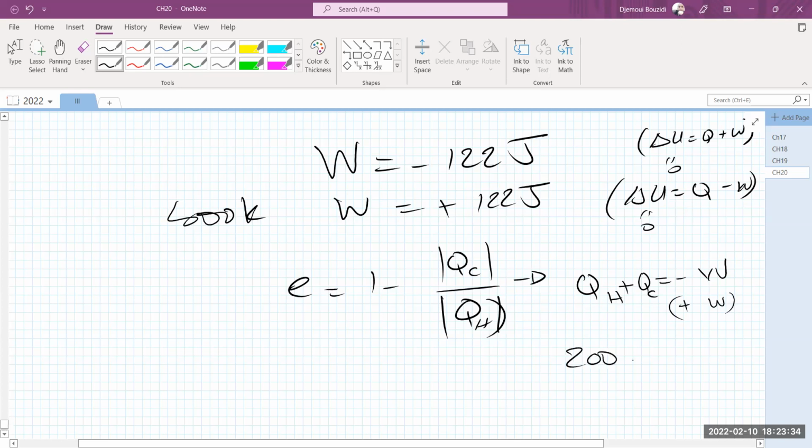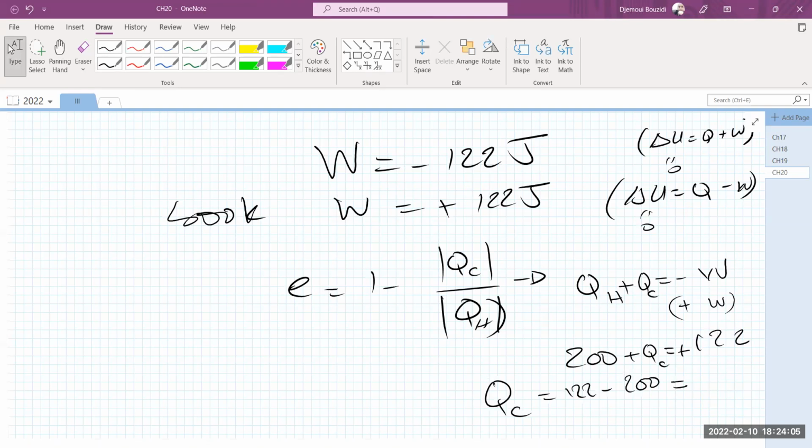Well, QH is 200 plus QC, which we don't know, and according to us that is equal to negative W, and W is a negative value. So according to us, it's going to be 122. According to the book, it's going to be 122 too, because the book puts the plus in here and W will come out positive. So it's the same thing, the same algebra. So QC will become 122 minus 200, and that is equal to. At some point in the day, you start getting basic algebra in here.